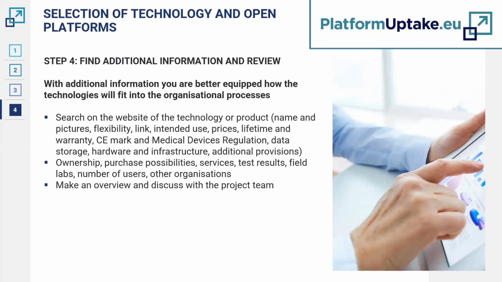Then we go to step 4. That is to find additional information and review. So you have your list of what you want, and the list of what is available, and you know what you would really like to have or need to have. Then you find additional information, for instance on the flexibility of the technology, whether it is a medical device, what the ownership is, the purchase possibilities, etc. So that you narrow down the focus.